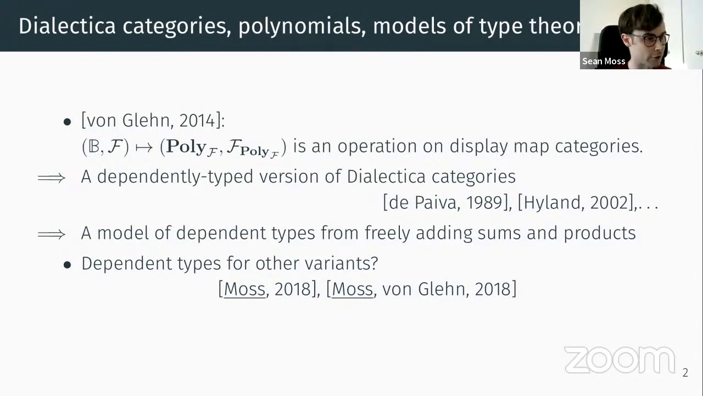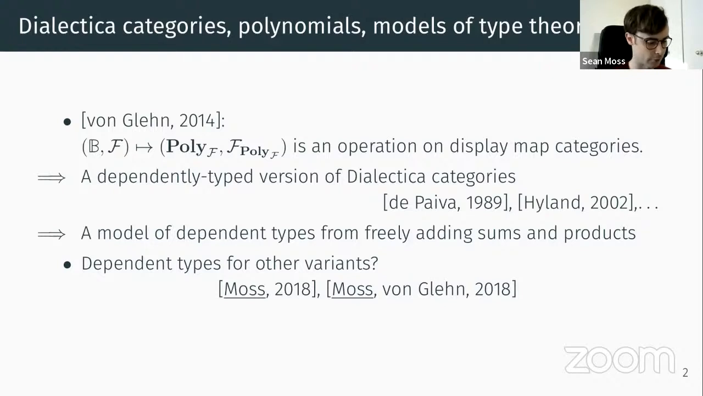So the point of departure is that Tamara von Glehn in 2014 wrote a PhD thesis in which she observed that there is an operation on display map categories, which we can notate as Poly. In the case where our display map category is the category of sets together with all morphisms, then this just is what, before this week, I would have called the usual polynomial functors category. I mean, polynomial functors from Set to Set. So that generalizes this, and it turns polynomial functors from Set to Set into a model of type theory.